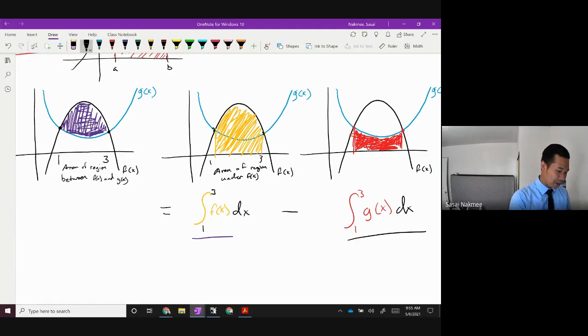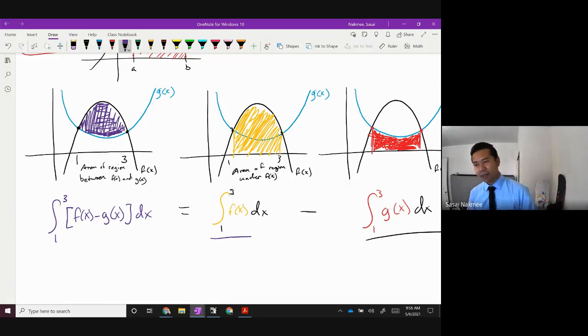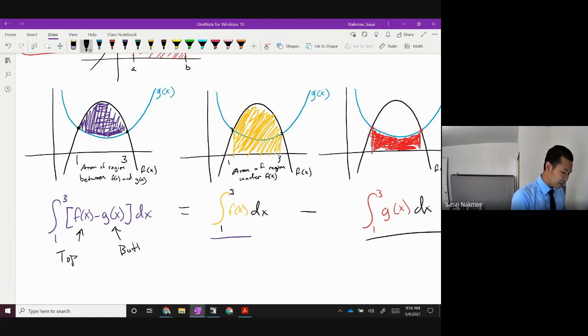Okay, so if I do the integral from 1 to 3 of f of x dx minus the integral from 1 to 3 of g of x dx, that's going to give me this area right here, right? And then it's the integral from 1 to 3 of, you ready for this? f of x minus g of x dx. That right there is it. Now, how do you know which one's f of x and which one's g of x? In my mind, whenever I did this problem, I always used to call this the top function, and this one right here I call the bottom function. It's the one on top and the one on the bottom. That's it. It's as easy as that.